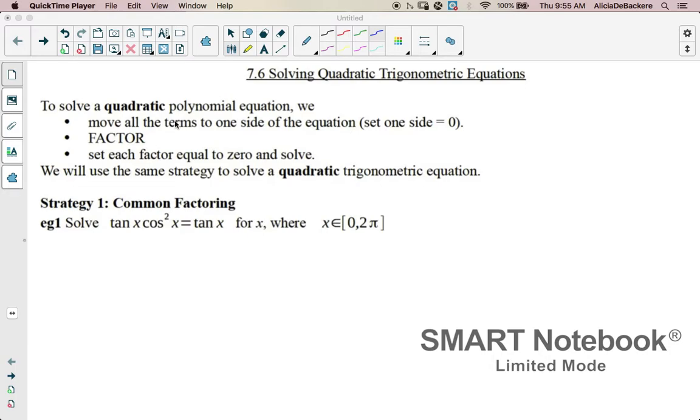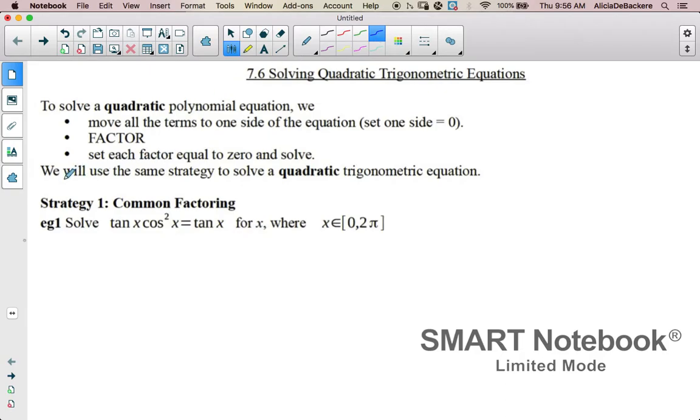What we did was we moved all of the terms to one side of the equation. So we set one side of the equation equal to 0, and then we factored. And then we set each one of those factors equal to 0 and solved. We're going to use that same strategy to solve a quadratic trig equation. So I'm going to go through a couple of different strategies to look for throughout these questions.